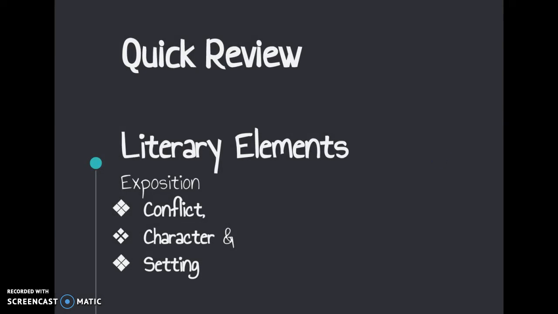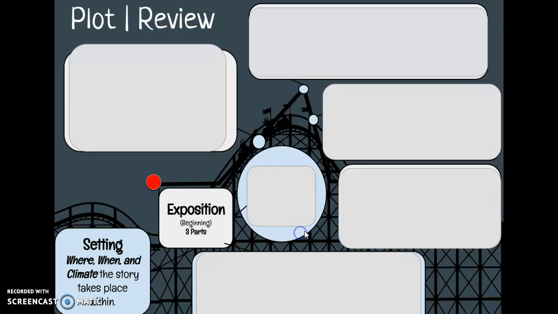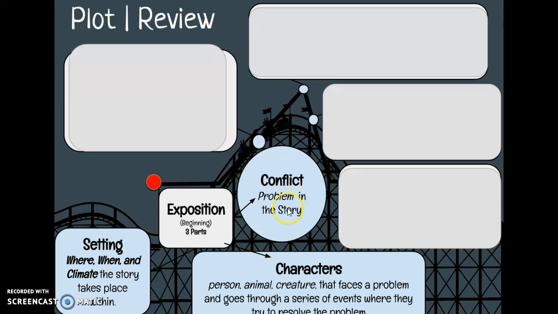But first, let's do a quick review. One thing I want to touch upon is the plot line. The exposition, and what I just mentioned, is these 3 parts: setting, characters, and conflict, and it should be introduced right here at the beginning of the story. Setting is where and when the story takes place. It's also the social scenario or the cultural scenario of the story.